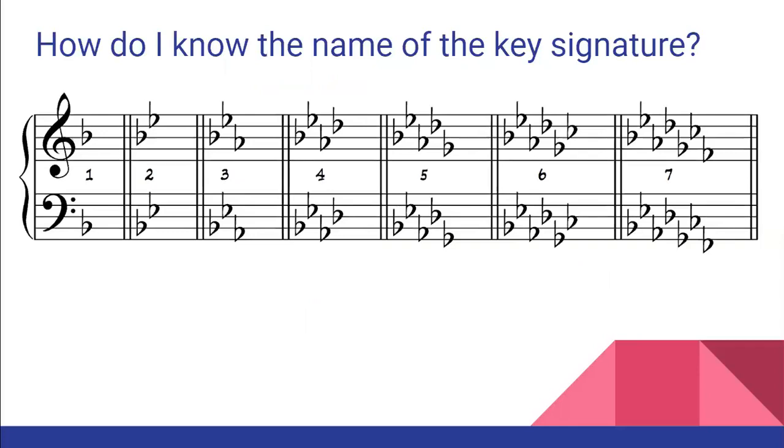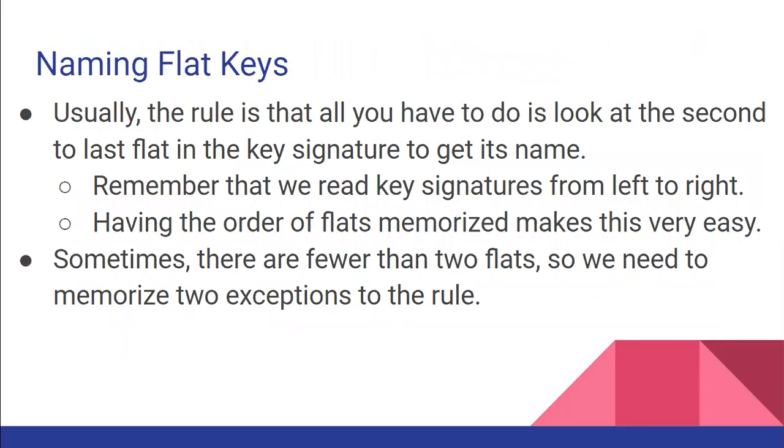Now that we know what key signatures are and what major scales are, how do we know the name of the key signature when we are reading the notes? We already know how to tell which notes are flat, but how do I know the name of the key signature itself? Usually, it's easy. All you have to do is look at the second to last flat in any flat key signature, and whatever that second to last flat is, that's the key signature's name.